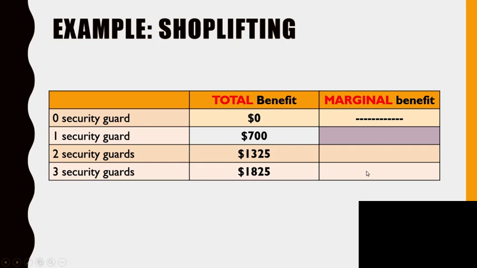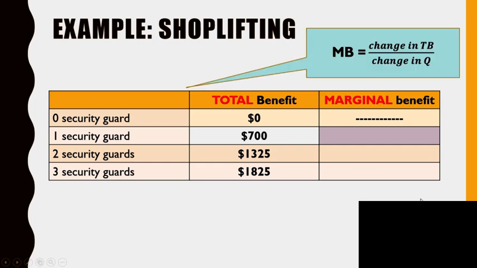All right, so let's take a look here. Here's our equation. Marginal benefit is the change in total benefits that come from a change in Q. So our first margin is 0 to 1. That's why you have to remember about that implied 0th security guard. Well, when we go from 0 to 1, do you agree we have a change in 1 security guard? So our denominator is going to be 1. Our numerator is the change in total benefits. Well, it went from 0 to 700. So does everyone agree it's a change of 700? So if I wanted to calculate marginal benefits, it's very simple. 700 divided by 1. There we go.